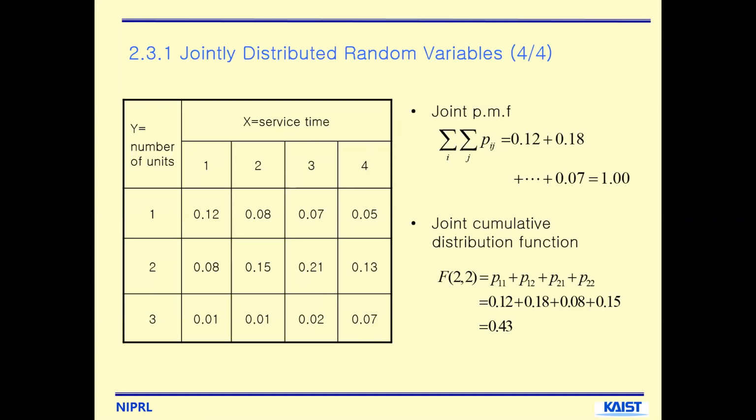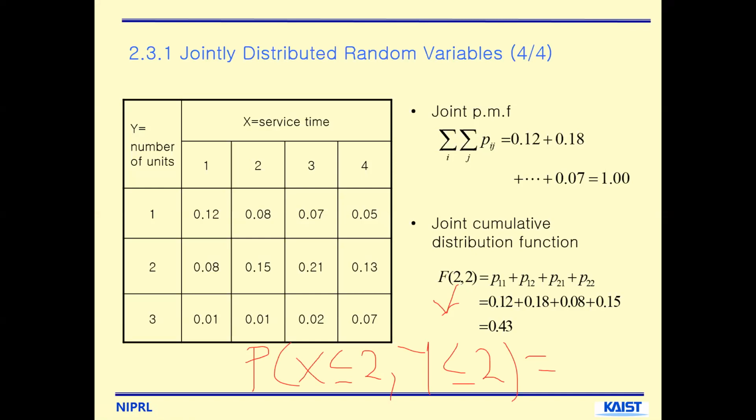Now, the next thing that we want to do, if you take a look at this one here, is to find the cumulative. And what does that imply? I'm going to show you right now. What this implies is: what is the probability of x less than or equal to 2 and y less than or equal to 2?